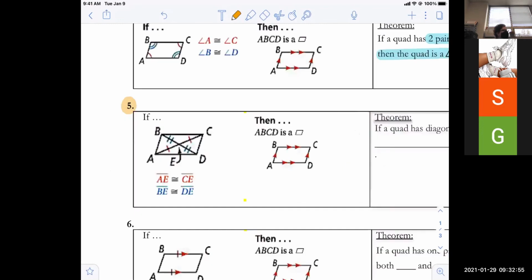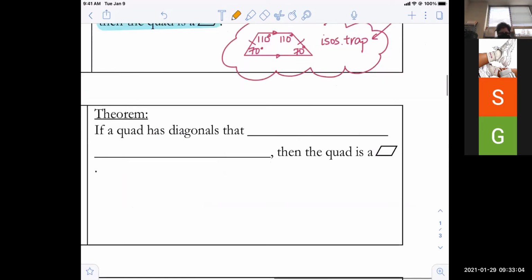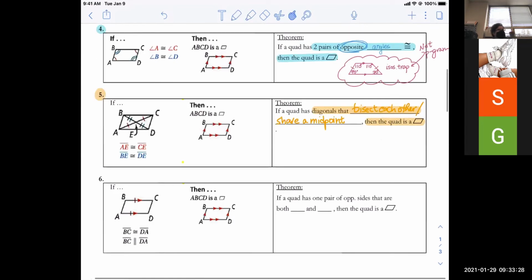So again, all of these are converses of things we talked about, as far as the properties go. So if a quad has diagonals that bisect each other, or if you prefer, you can say share a midpoint. You don't have to say both if you're writing this theorem, but whichever one makes better sense to you, then the quad is a parallelogram. If the diagonals bisect each other, then the quad is a parallelogram. Now again, that doesn't mean the diagonals have to be congruent. It means they cut each other in half. The lengths themselves don't have to be the same.